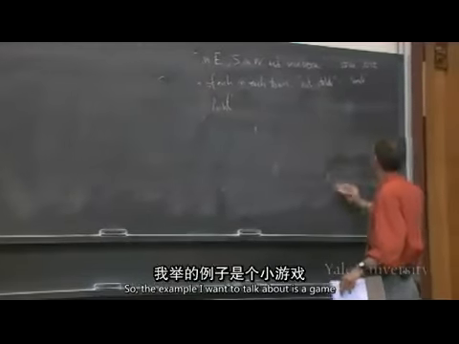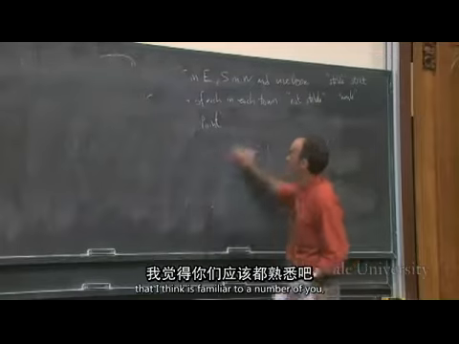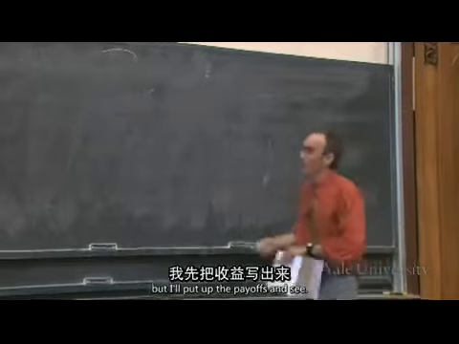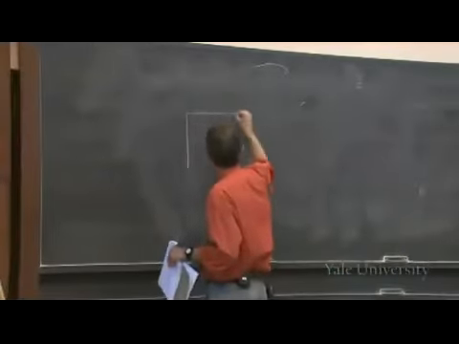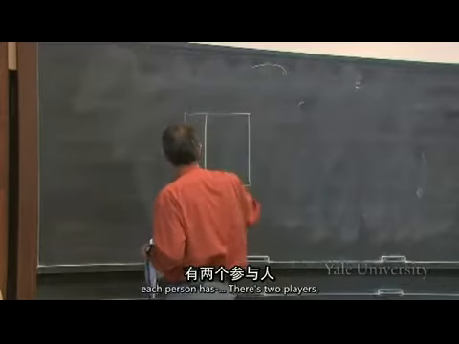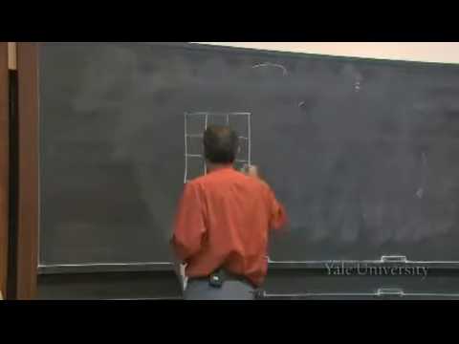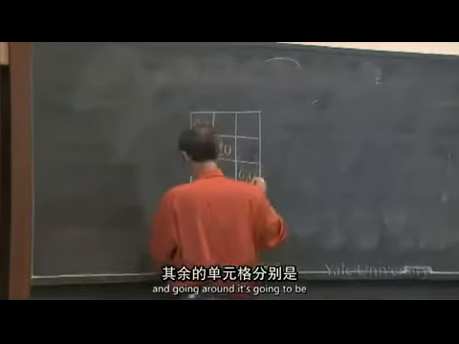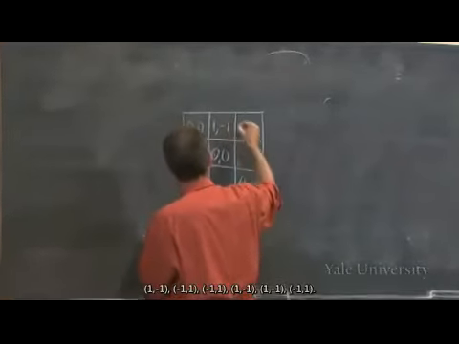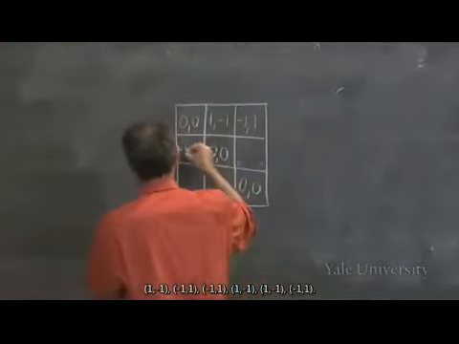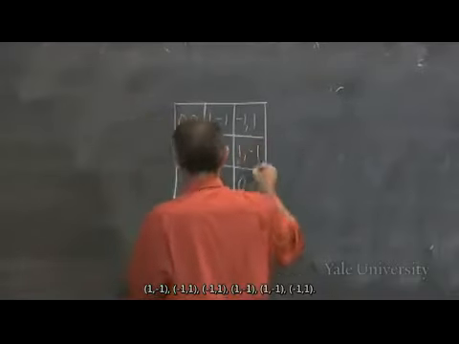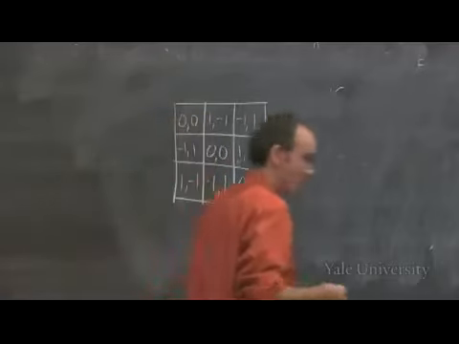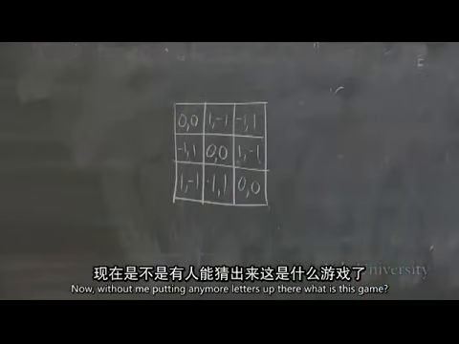So the example I want to talk about is a game that I think is familiar to a number of you. But I'll put up the payoffs and see. So the payoffs look like this. There are 2 players. Each of them has 3 strategies. And the payoff matrix looks as follows. 0, 0 is down the lead diagonal. And going round, it's going to be 1, minus 1, minus 1, 1, minus 1, 1, 1, minus 1, 1, minus 1, minus 1, 1. Now, without me putting any more letters up there, what is this game?